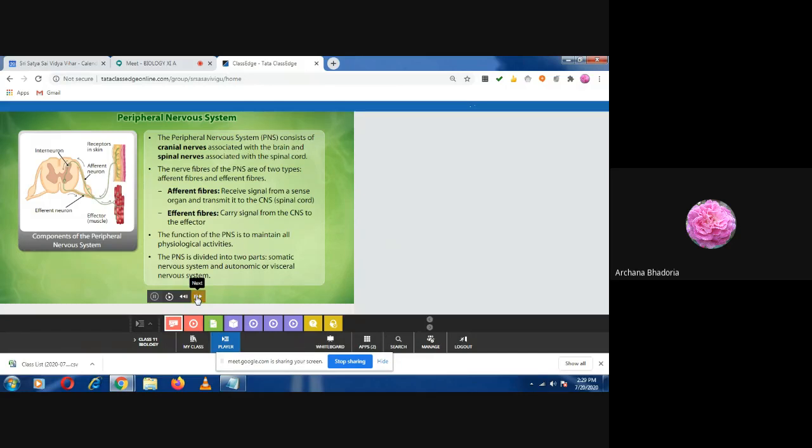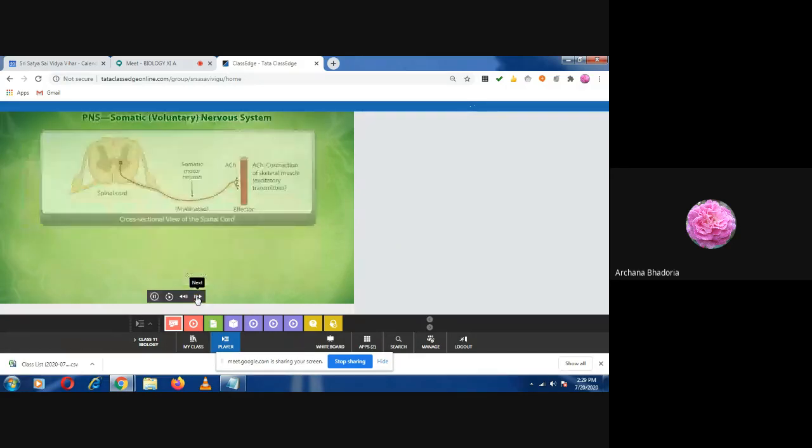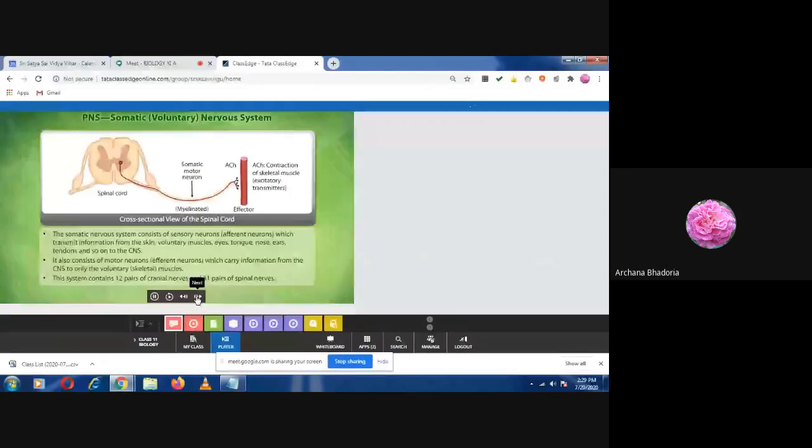Yes, ma'am. Okay. Now we try to understand what the somatic nervous system is. The somatic nervous system consists of sensory nerves. So remember, afferent, we call it sensory nerves. And the efferent, the other name you write, motor nerves. What are the efferent nerves called? Motor nerves. Okay, so take down both the names in your notebook. They consist of sensory neurons, which transmit the information from skin, voluntary muscles, eyes, tongue, nose, ears, tendons, and so on.